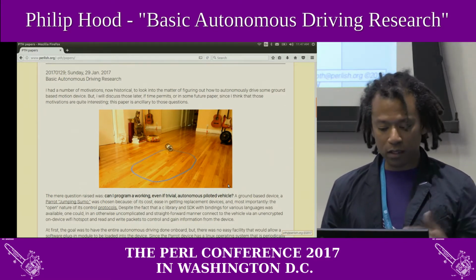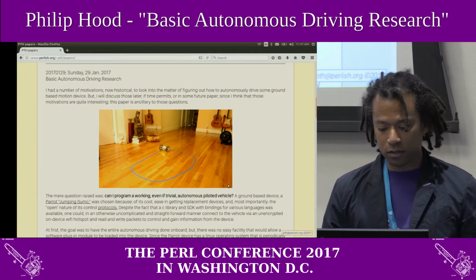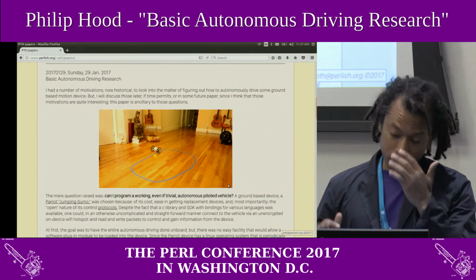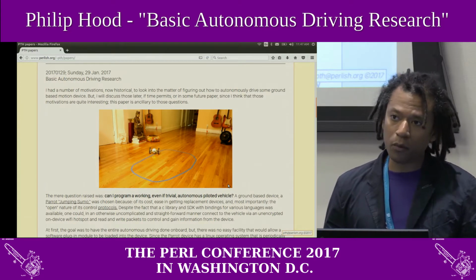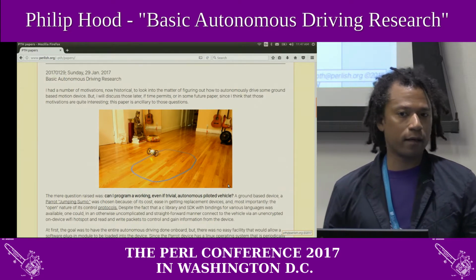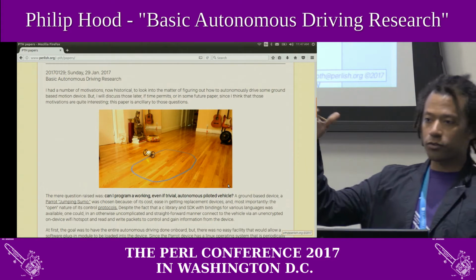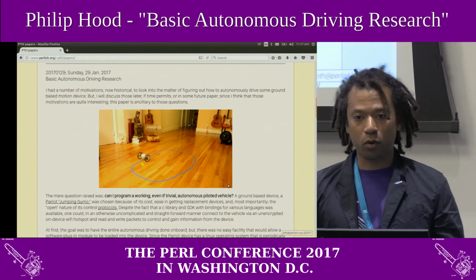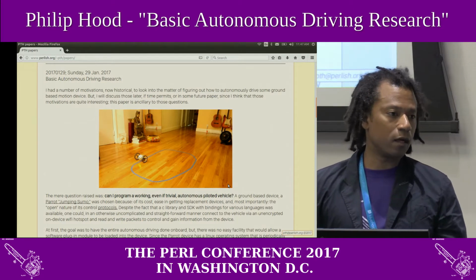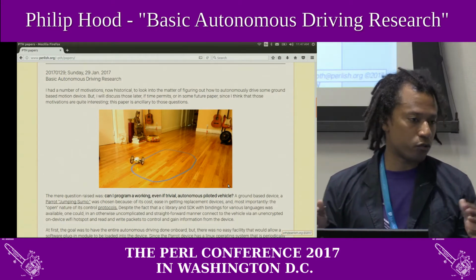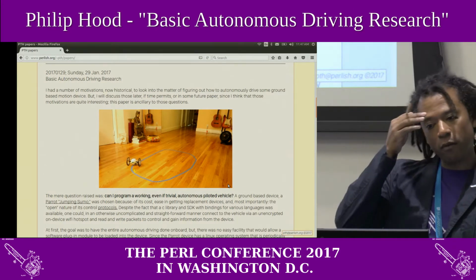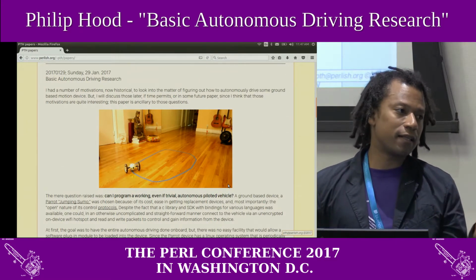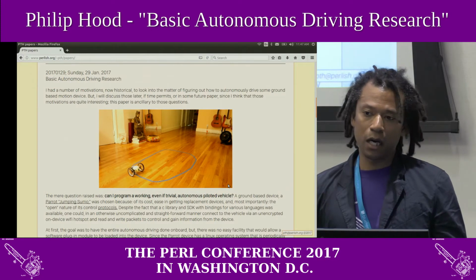Can I program a working, even if trivial, autonomously piloted vehicle? At first I thought, well, I'll buy one of these drones, one of these little copters that goes around, and in fact there's code in Perl on CPAN that gives you the driver and all this sort of stuff. However, a lot of these devices don't have cameras, and the cameras, if they did have them, are usually not very good.